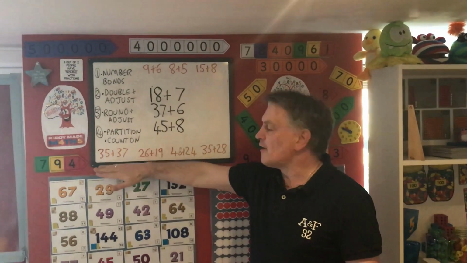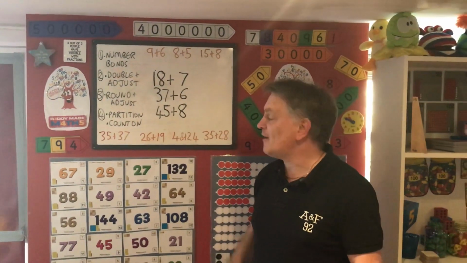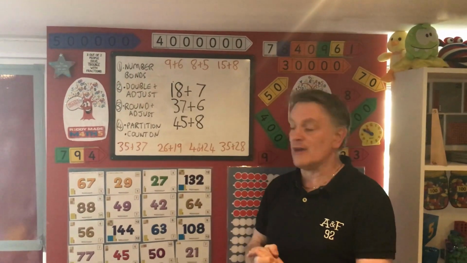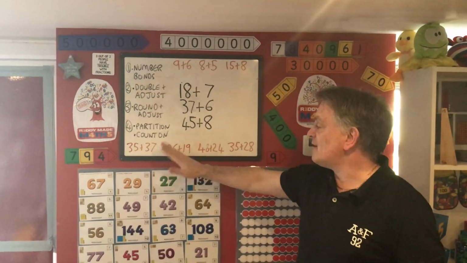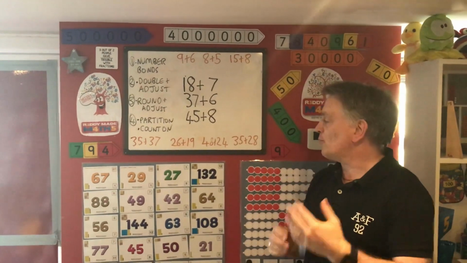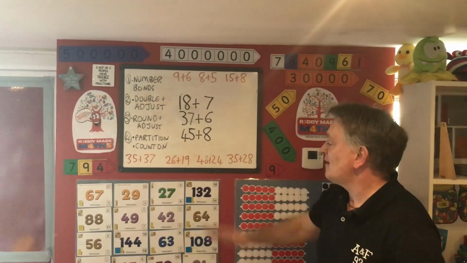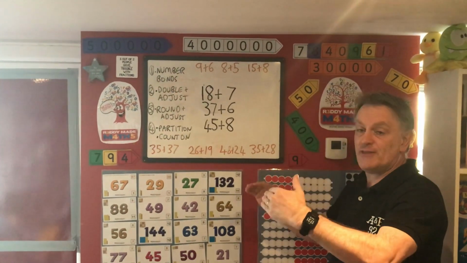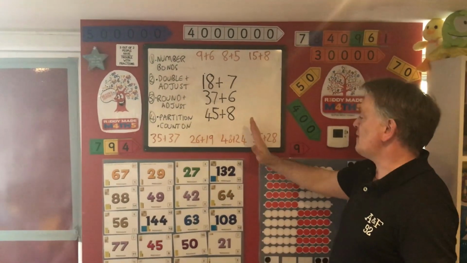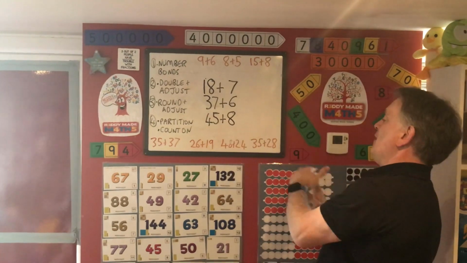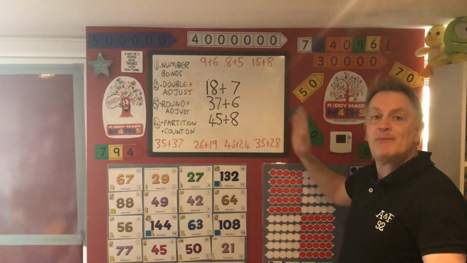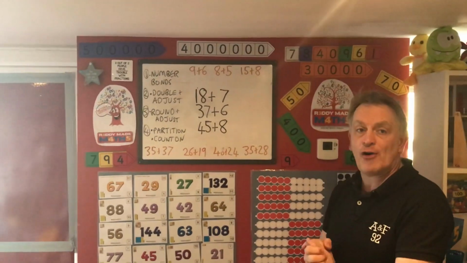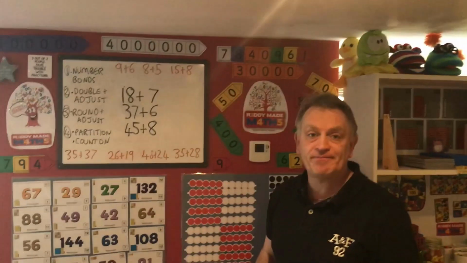Moving down to these ones, 35 add 37. Well again, I can just pass 3 that way. It becomes 32 add 40. 26 add 19. I'll just pass 1 over. It becomes 25 add 20. 48 add 24. I'll pass 2 this way. That becomes 50 add 22. 35 add 28. I'll pass 2 that way. That becomes 33 add 30. What we're doing is we're making every single calculation far, far easier to do in our heads.